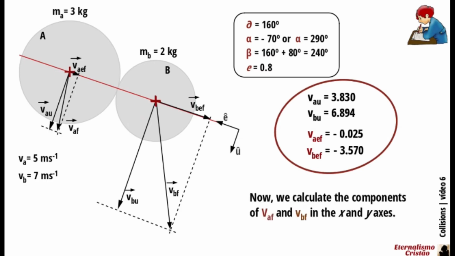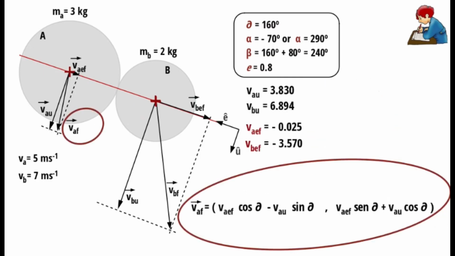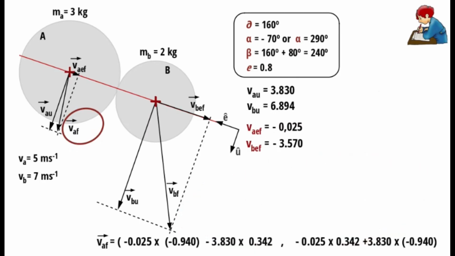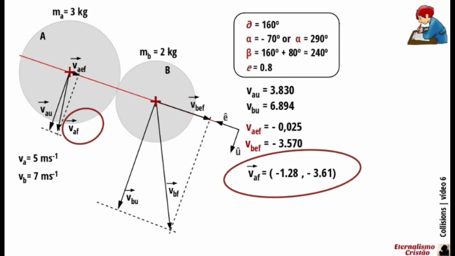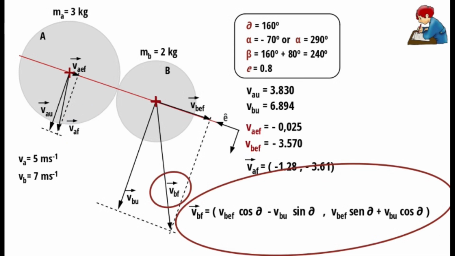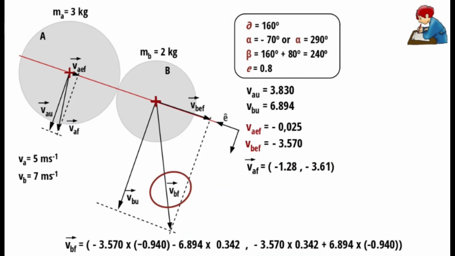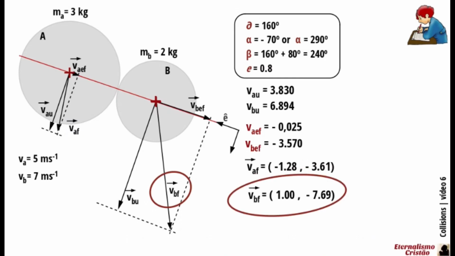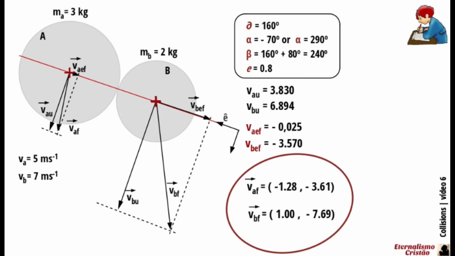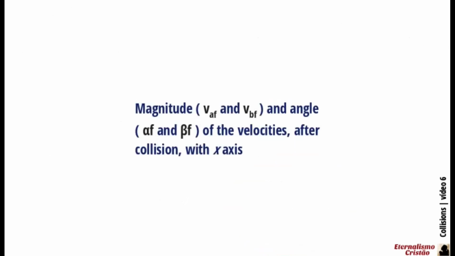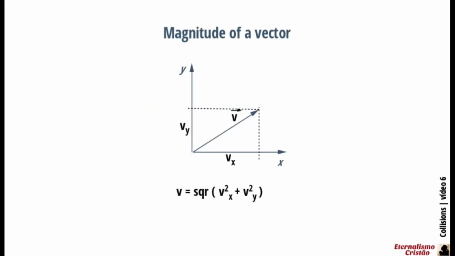It's time for calculating the components in the x and y axes. Now you have it all. In order to have the visual feeling of the final velocity vectors, we need to find its magnitude and angle with the axis x. We know this from middle school. And this.